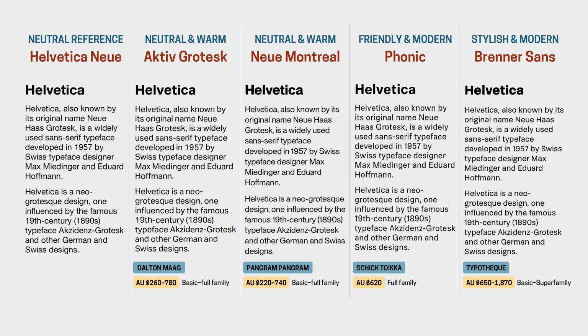To recap, Aktiv Grotesk, Neue Montreal, Phonic, and Brenner Sans are the 4 paid typefaces I recommend. Aktiv Grotesk and Neue Montreal are available in a basic family set, meaning just the regular, italic, bold, and bold italic fonts. The desktop license to the smaller set isn't that pricey. Of course, if you want the full set of these typefaces, or the smallest set for Phonic and Brenner Sans, you'll have to pay quite a bit more. If you've only ever used free fonts, then these prices might seem like a lot to you, but let me assure you that these typefaces are very much worth it.